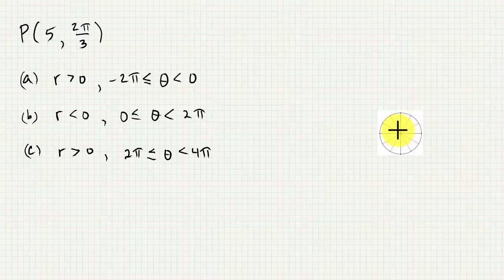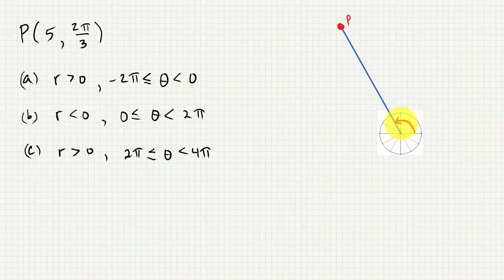So 2π over 3 is right here on the unit circle, and we want to go out 5 units. So we'll assume that's about 5 units. And this will be our point P then. So the angle 2π over 3 is right there.